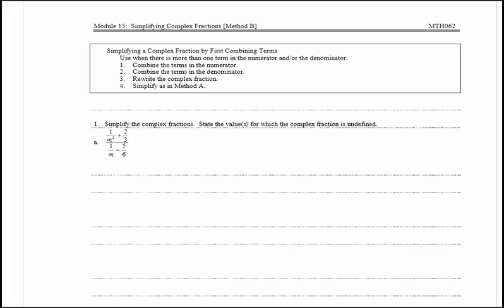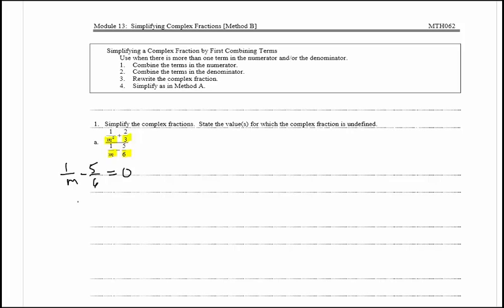So m squared cannot equal 0. So m squared would be 0 if m was 0. So m cannot equal 0. And then 3 cannot be 0, which, it's a constant, so it won't be 0. And then m again cannot be 0. And 6 cannot be 0. But then also 1 over m minus 5 divided by 6, the entire denominator cannot equal 0.